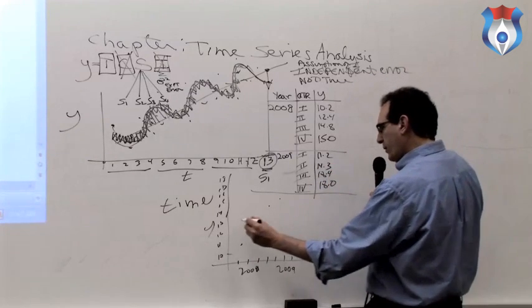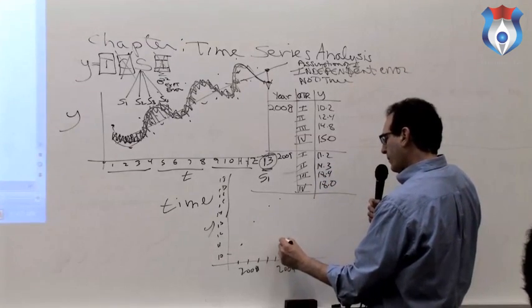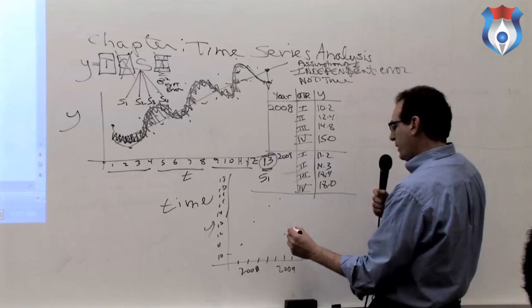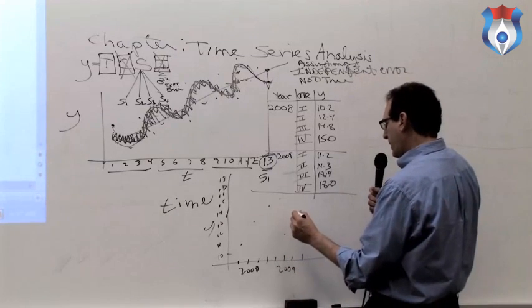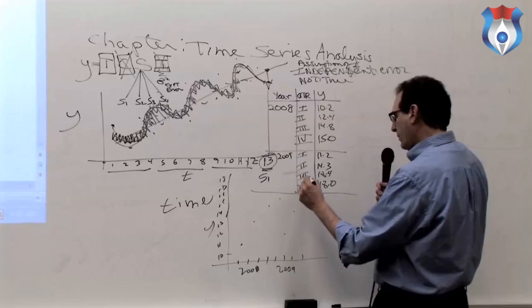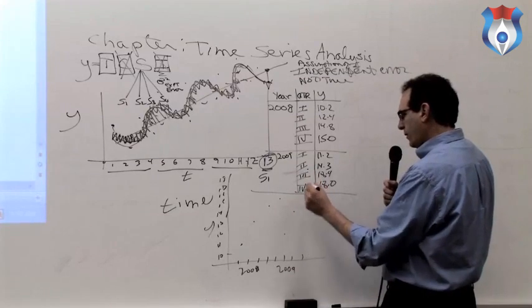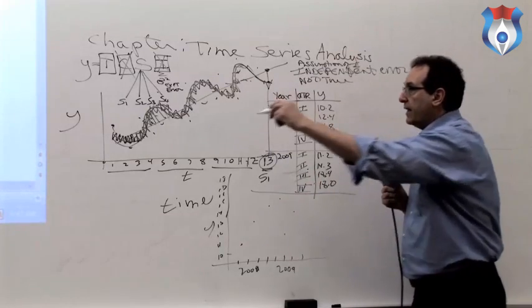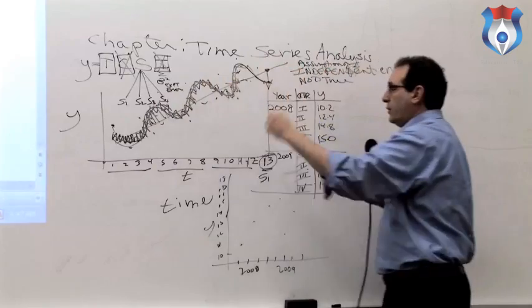2009 was 11.2. Then 14.3. Then 18.4. And 18.0. Now, would you connect it like this? Or would you connect it by a straight line?